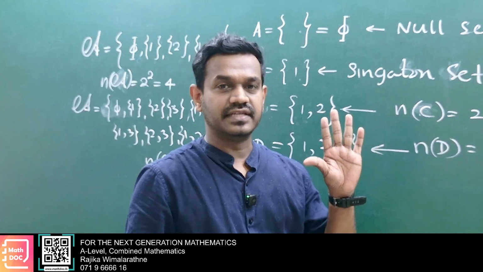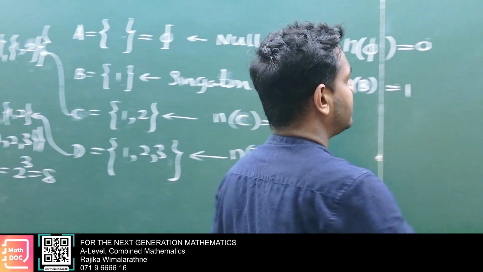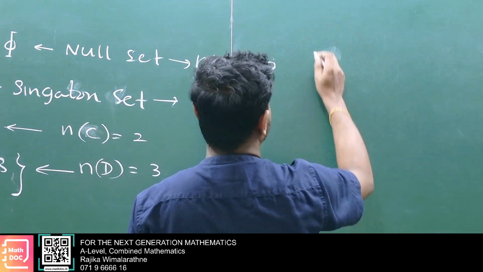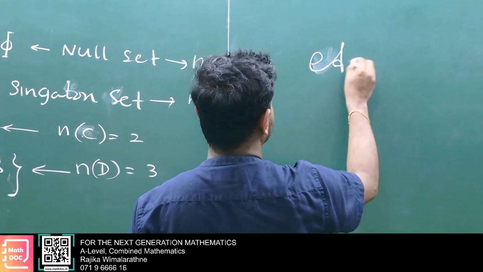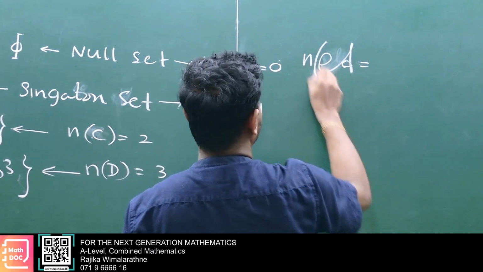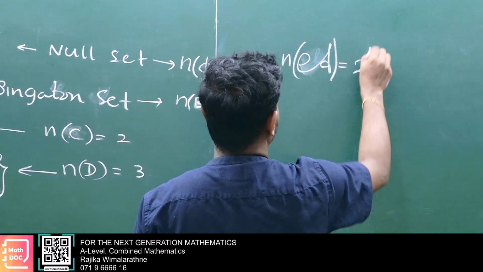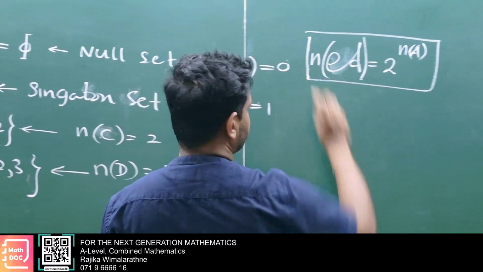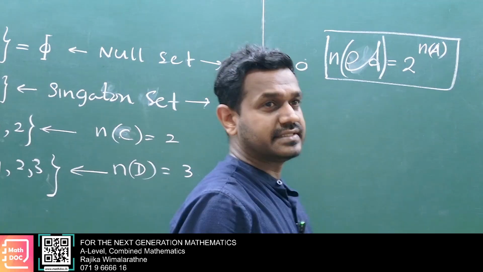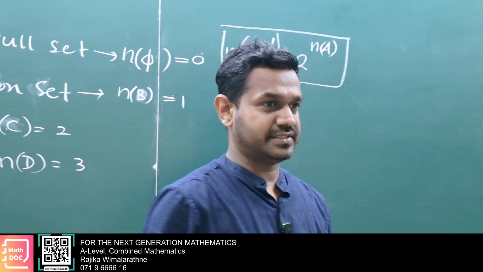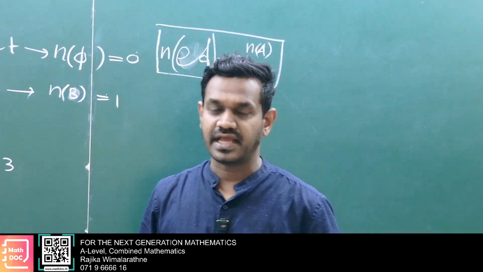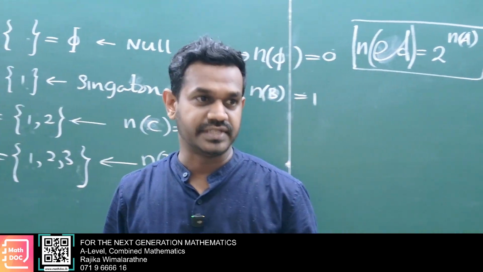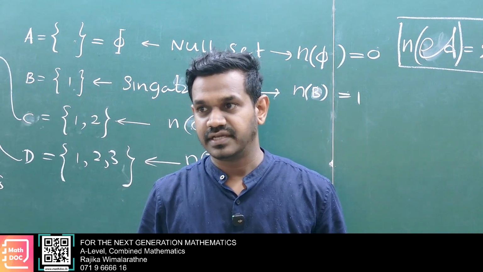Now consider curl A, all possible subsets. Then n(curl A) equals 2 to the power n(A). Then set means a collection of objects. That can be a numerical value, that can be any object. So anyway, set means a collection of objects.